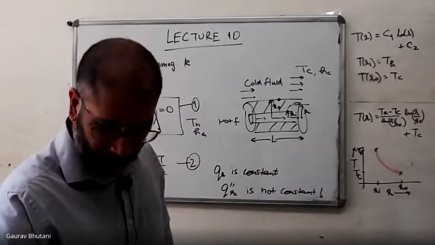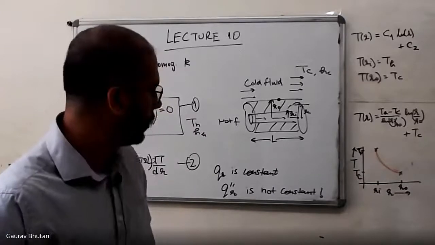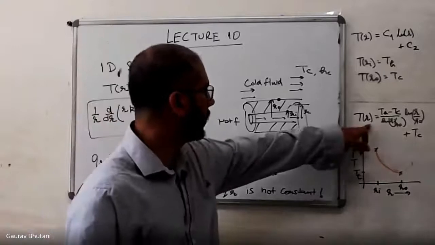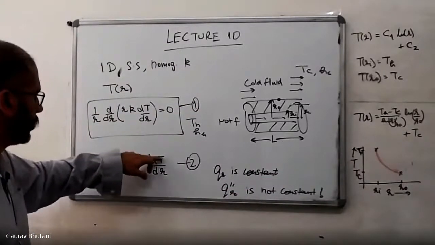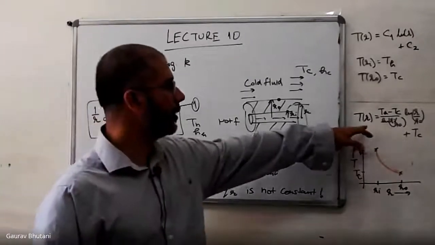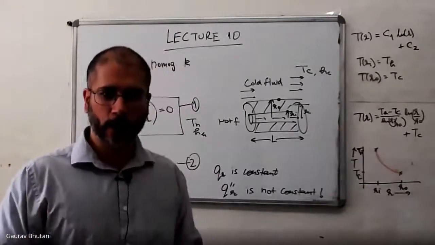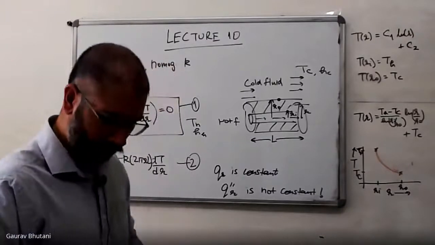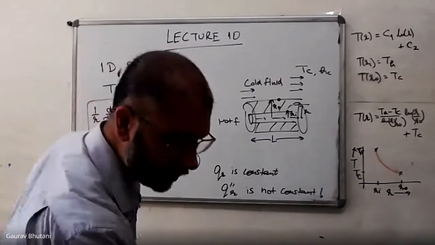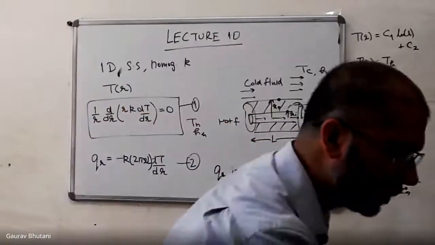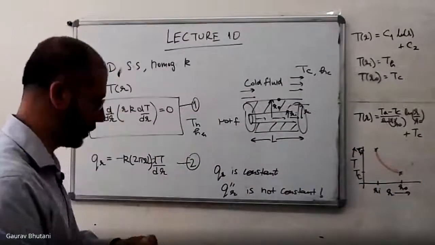All right. And in fact, using this T, now I can write my QR. My QR was minus K 2 pi RL times dT by dr. So I can do that and find my QR as well. Let me erase the board because we don't need the equation now.